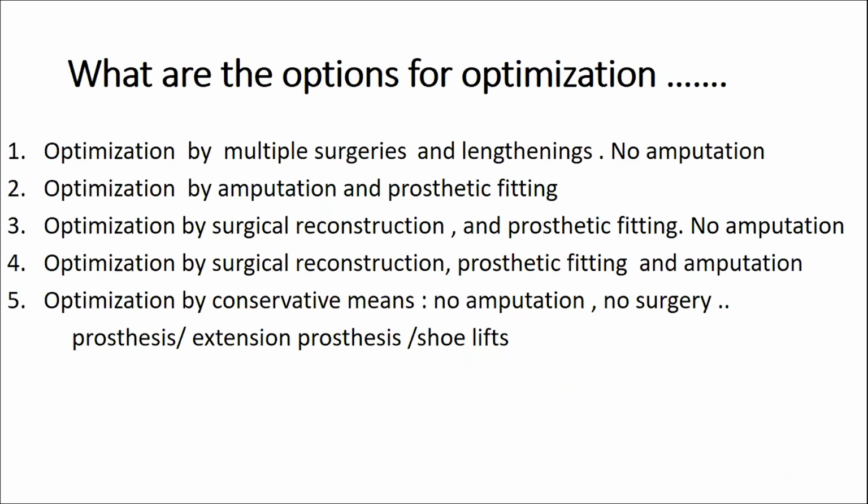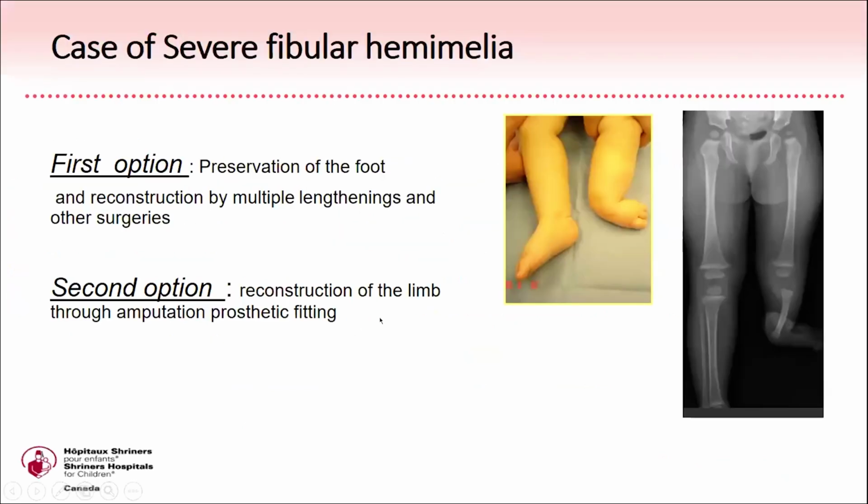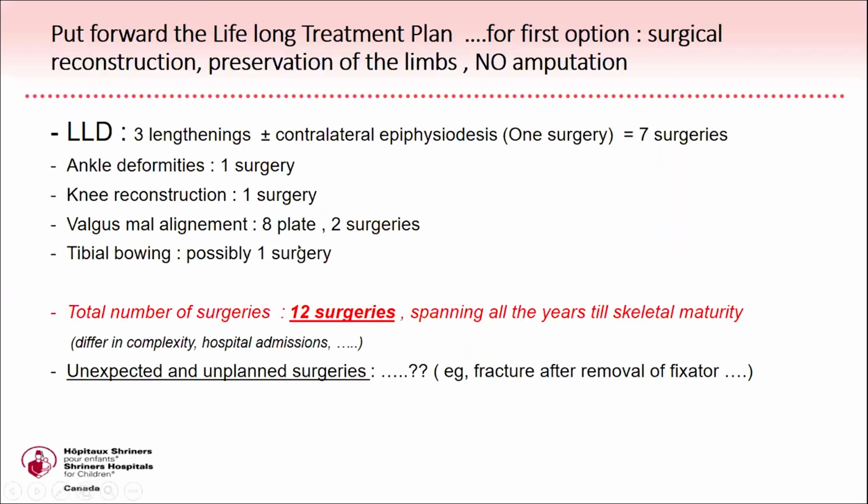After having examined, after going with them through all the problems, we have these 5 options that I mentioned before. The first option is preservation of the foot and ankle. After talking to them, we have to give them this. An example, in that specific case, the patient will need 3 lengthenings plus or minus contralateral epiphysiodesis. So that makes 7 surgeries. He might need a super ankle, he might need a super knee, he might need the epiphysiodesis surgery.